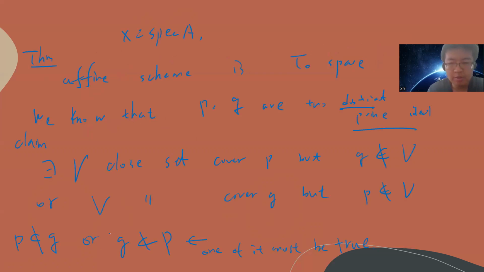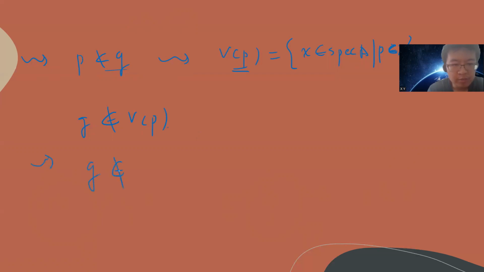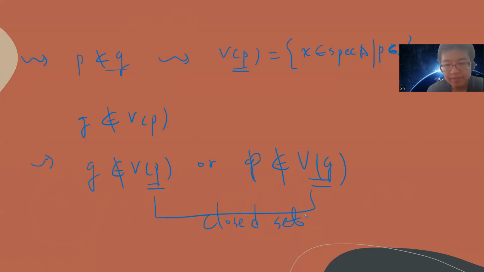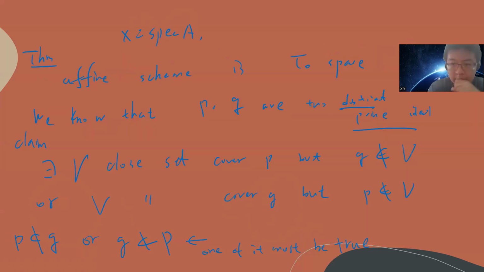Translating into scheme language, if P is not a subset of Q, consider the vanishing set of P, basically the set of prime ideals x in Spec A such that x contains P. Then obviously Q will not belong to V(P). So in the language of affine schemes, this just says that Q does not belong to V(P), or P does not belong to V(Q). By the Zariski topology, these are all closed sets. So we prove that an affine scheme is a T0 space.